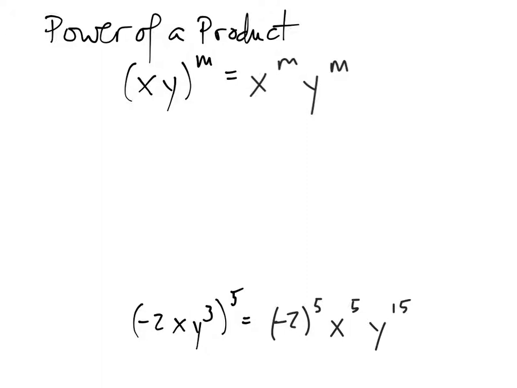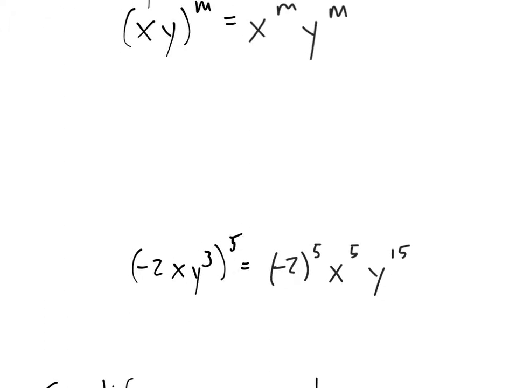Y to the 15th. Now, just out of curiosity, what is negative 2 raised to the fifth power? If I evaluate that, what does that get me? Negative 2 to the fifth power. Cooper. Yep. Negative 32. So final answer on this one, negative 32, x to the fifth, y to the 15th.